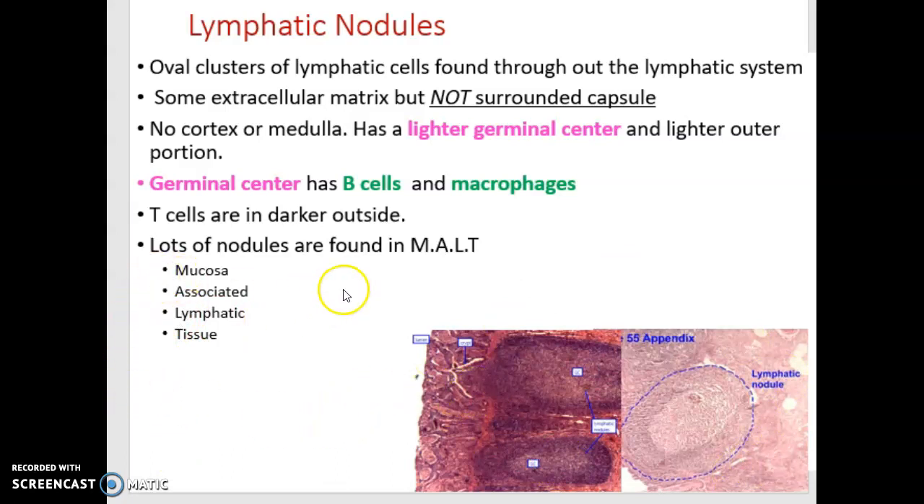They're making sure nobody is trying to sneak in. And they're found a lot in MALT, mucosal-associated lymphatic tissue. You have a lot of this in your pharynx. You have your tonsils in your pharynx too. You have a lot of this in your ileum, which is the last part of your intestines, in your appendix and your large intestines. You also have it in your esophagus.